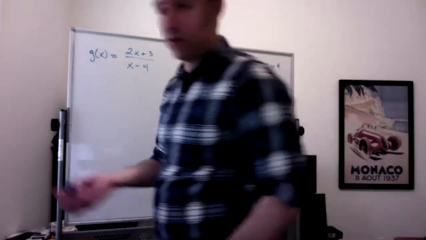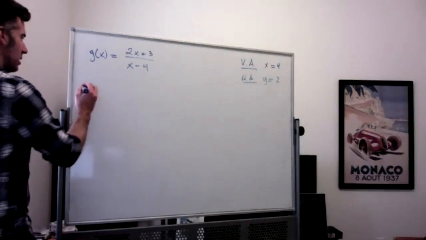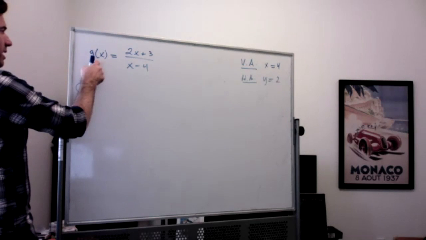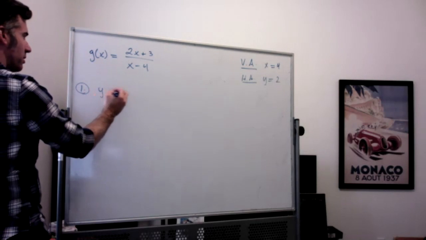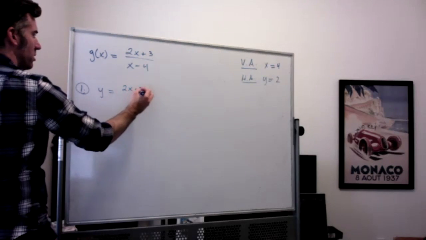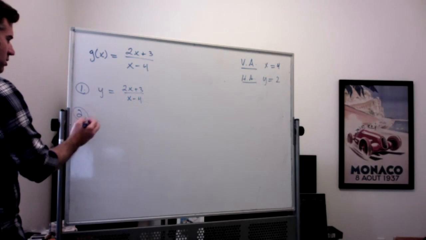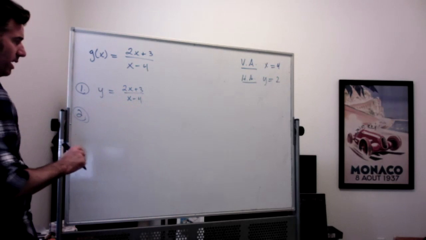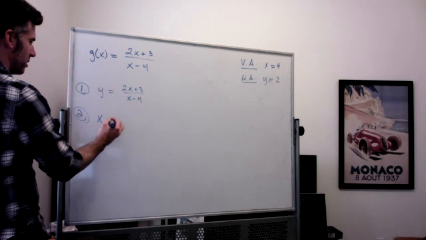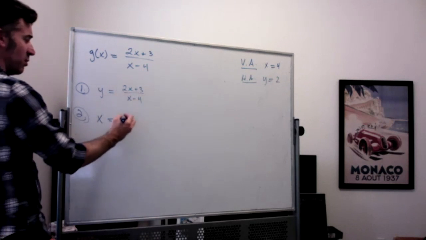So let's go through the process of finding the inverse. So step 1, replace that g of x with a y. So y equals 2x plus 3 over x minus 4. Step 2, interchange the x's and y's. So this y becomes an x, and all these x's become y's.